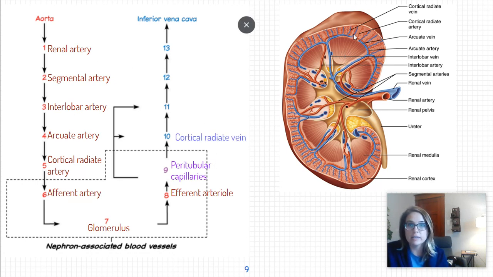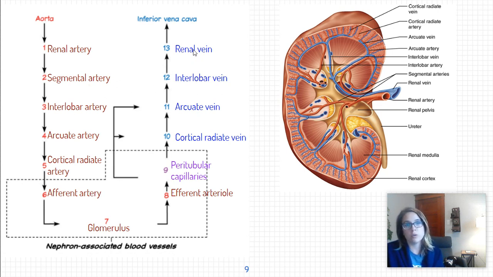So 10 here is going to be that cortical radiate vein, so this teeny guy coming off here in the cortex. Then we have our arcuate vein because it's the arch, it's up top above our pyramid. And then it comes down in between the pyramids into the interlobar vein, and then straight on to our renal vein. The only thing that is different from this list over here is that there's no segmental vein. It just goes straight from interlobar to the renal vein. So that's the basic blood flow through the kidney on the large and small scale.